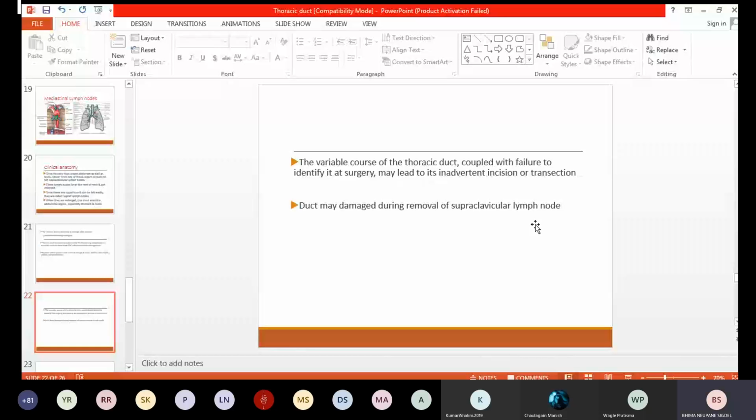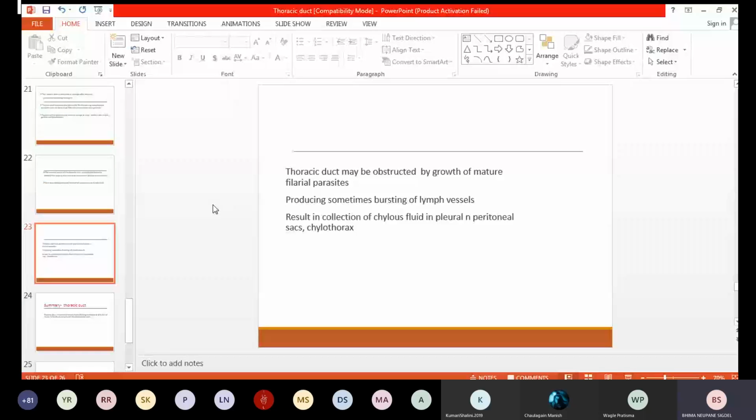And one more thing, from microbiology: the thoracic duct may be obstructed by the growth of filarial parasites, sometimes producing bursting of the thoracic duct. This leads to lymphatic fluid collecting either in the pleural cavity, that is in the thorax, or the peritoneal cavity, that is in the abdomen. If it collects in the pleural cavity, that is known as chylothorax.